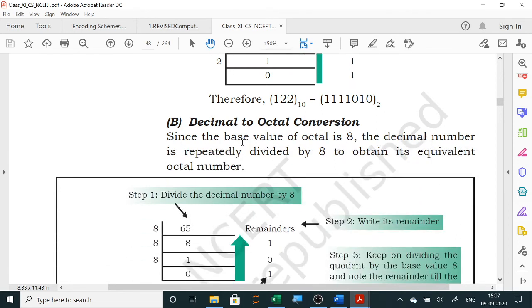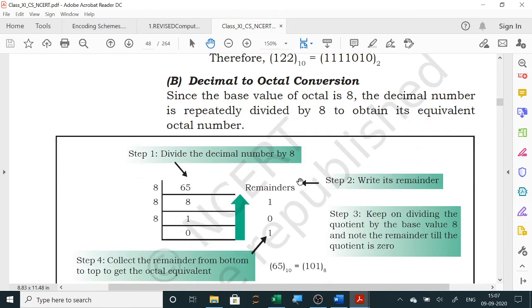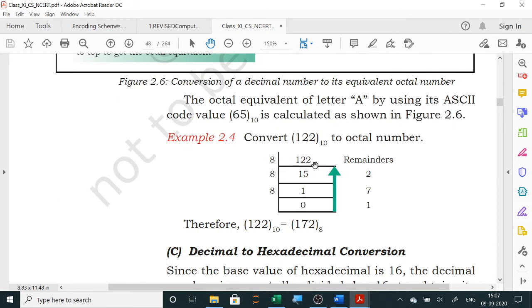Now if you are asked to convert decimal to octal, we are dividing by 8, we are noting down the remainders, same from bottom to top. This will be your answer. The next question is 122. When you are dividing by 8, 8 15s are 120, remainder is 2. 8 1s are 8, remainder is 7. 8 0s are 0, remainder is 1. So the answer will be 172 from bottom to top.